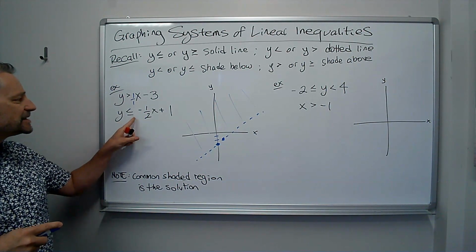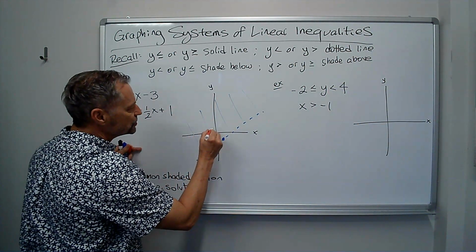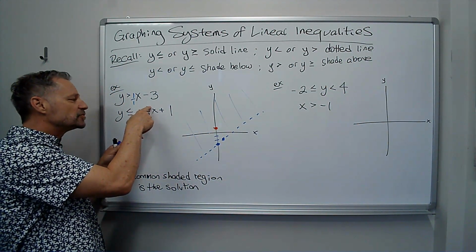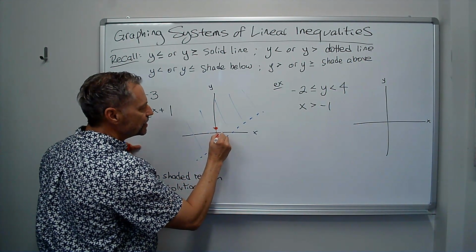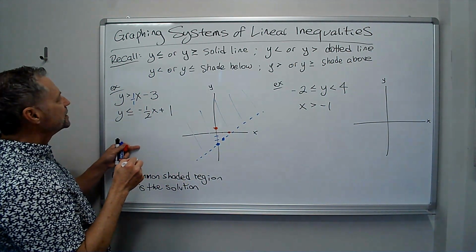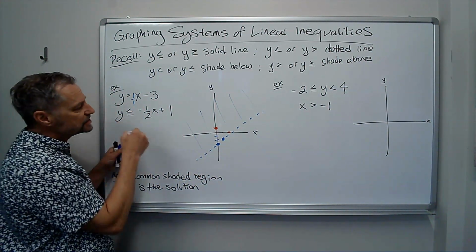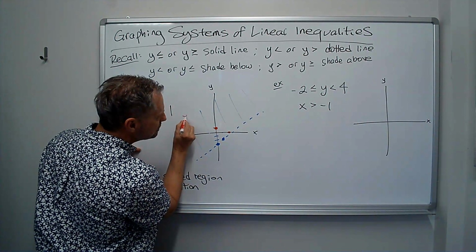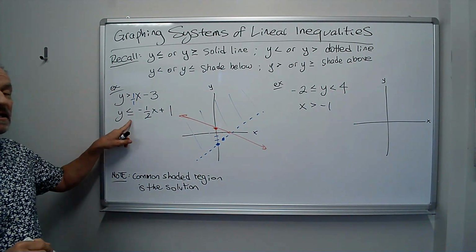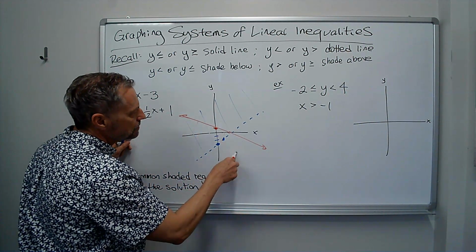My next line, y is less than or equal to 1/2 x plus 1. I've got a y-intercept of 1. We'll start there. I've got a slope of 1/2, so up 1, right 2. Let's see. So this time I have an equals. It's going to be a solid line. And it's a less than, so I'm going to shade below. So I'm shading this way.